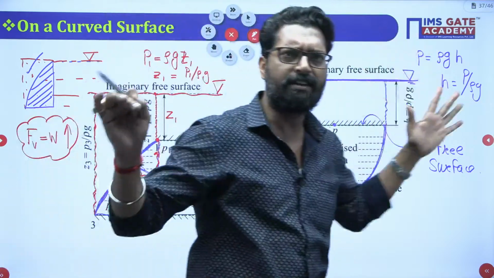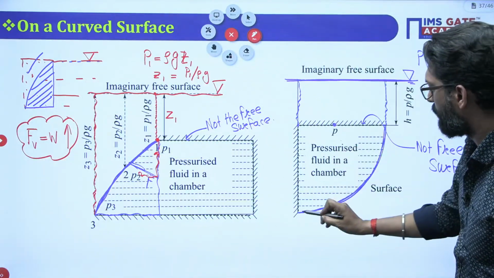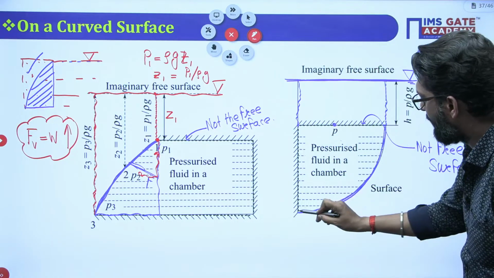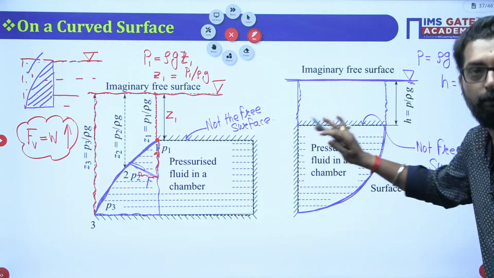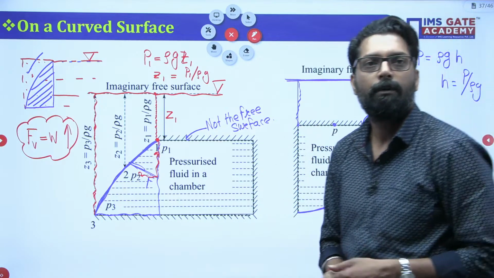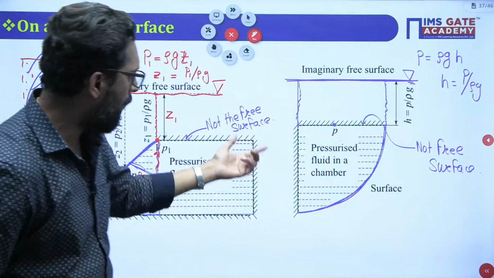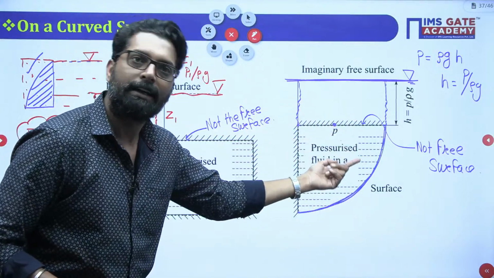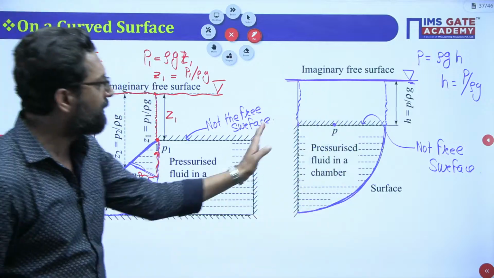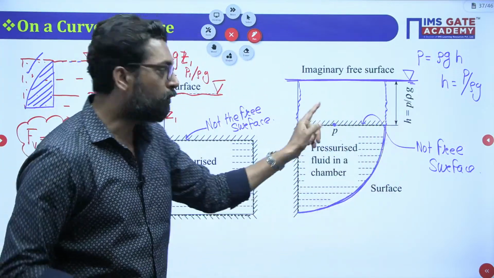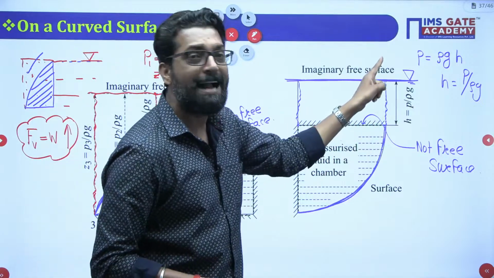If this were a free surface, you would extend this point up to the free surface. What is this volume? That is your weight. Calculate the volume of this one and multiply with rho g. That is your vertical force. But it is a pressurized container, so the equivalent height concept is there.